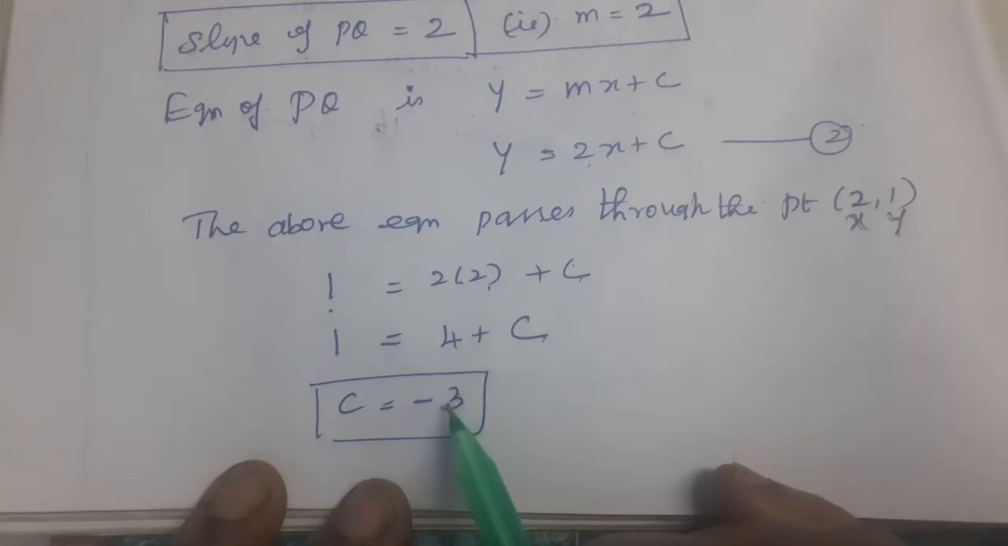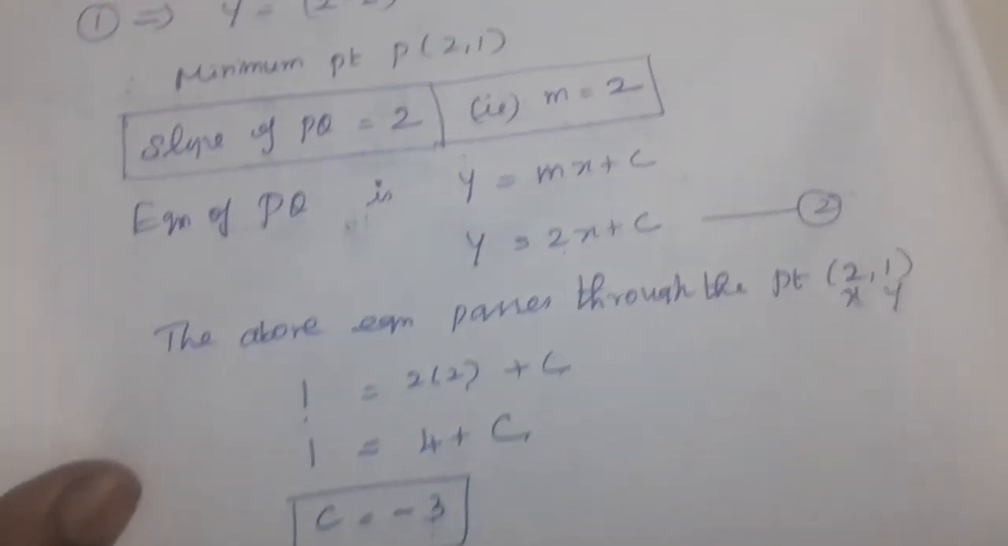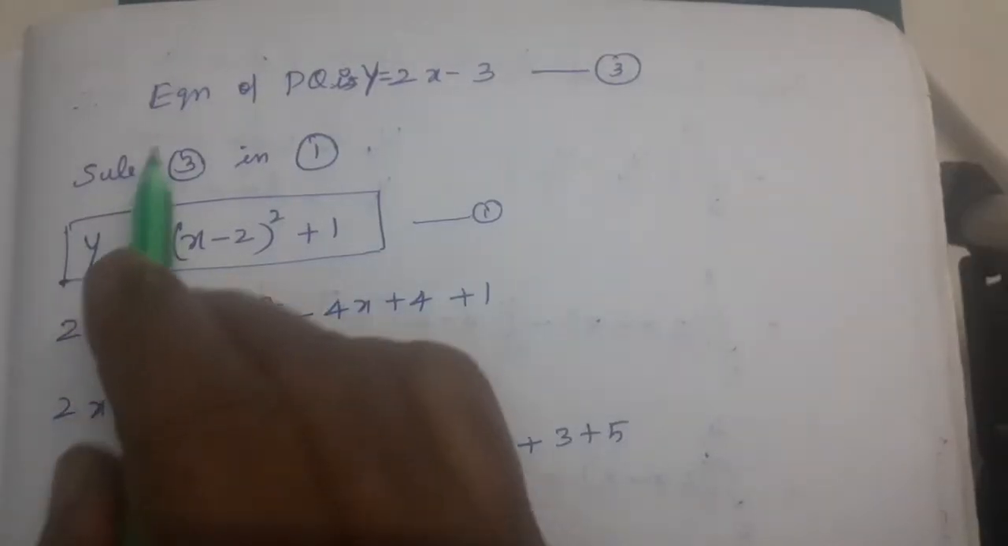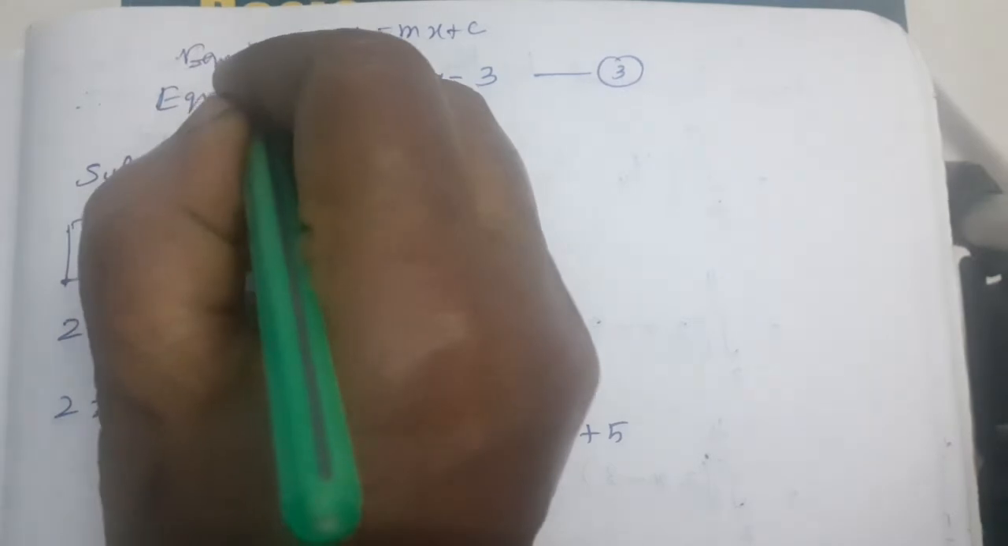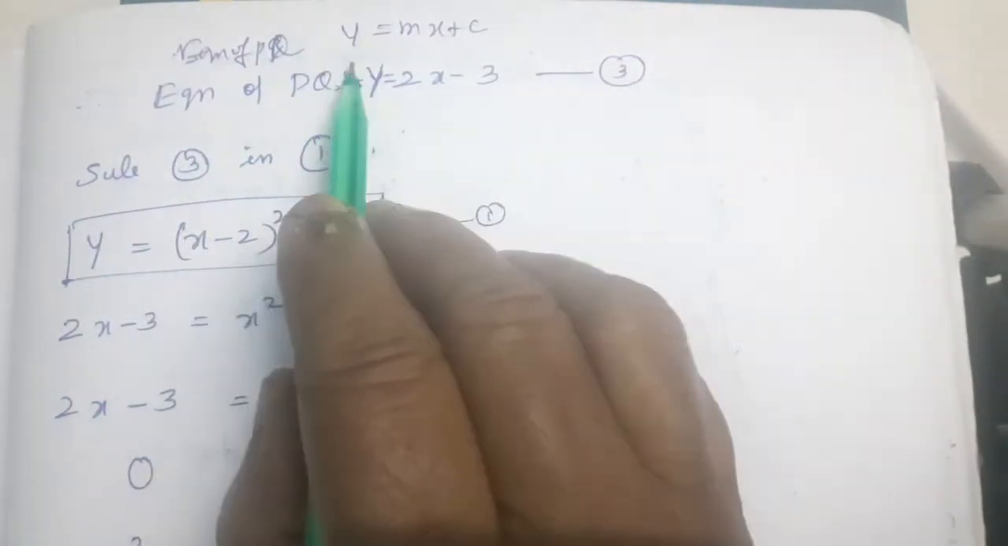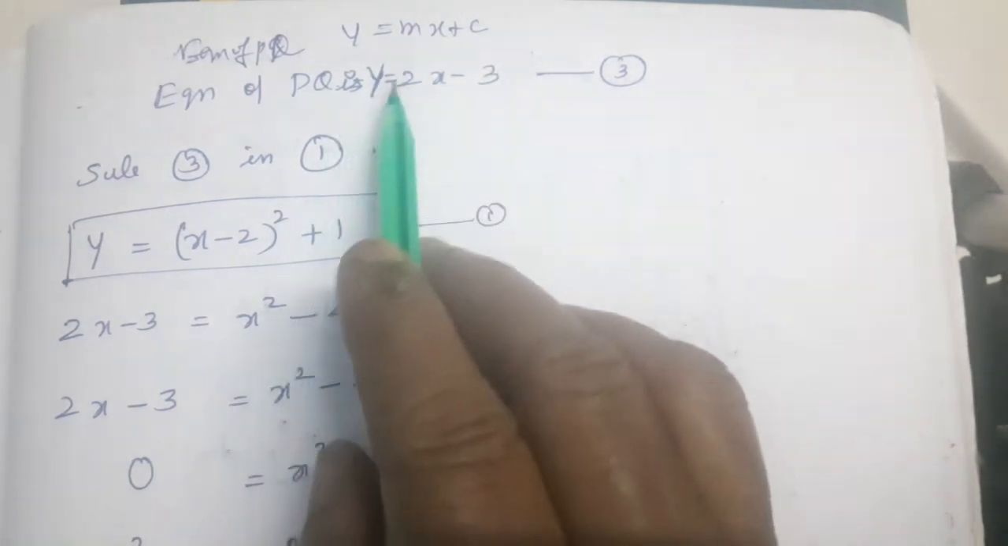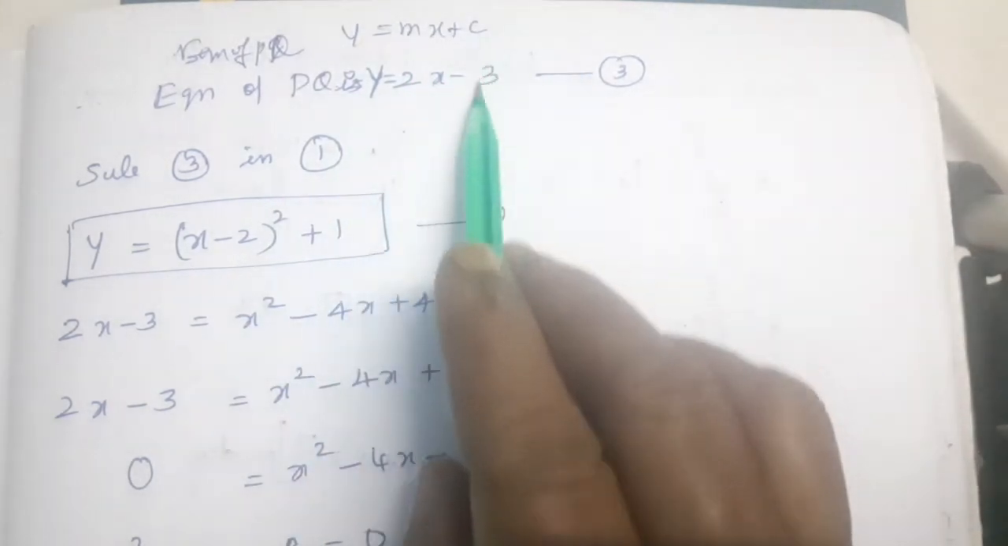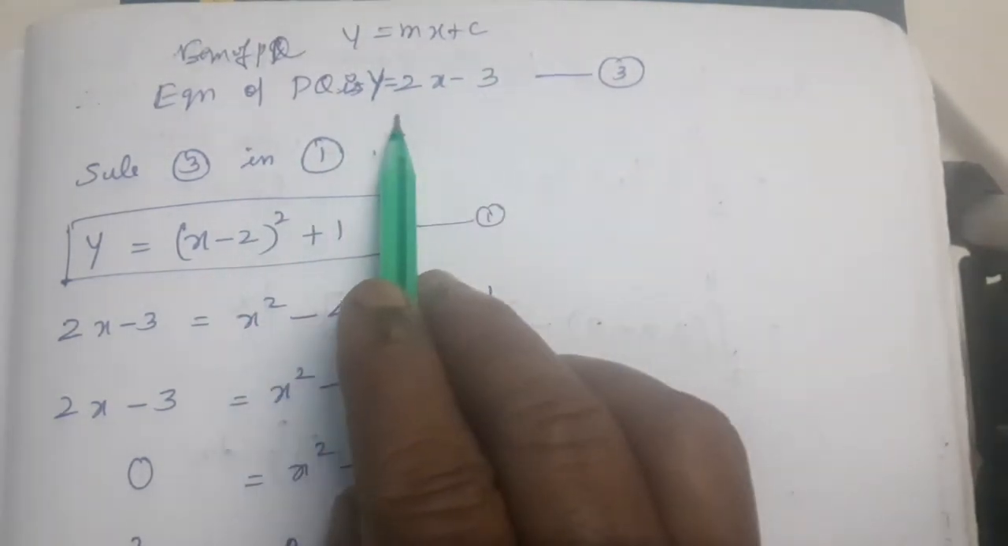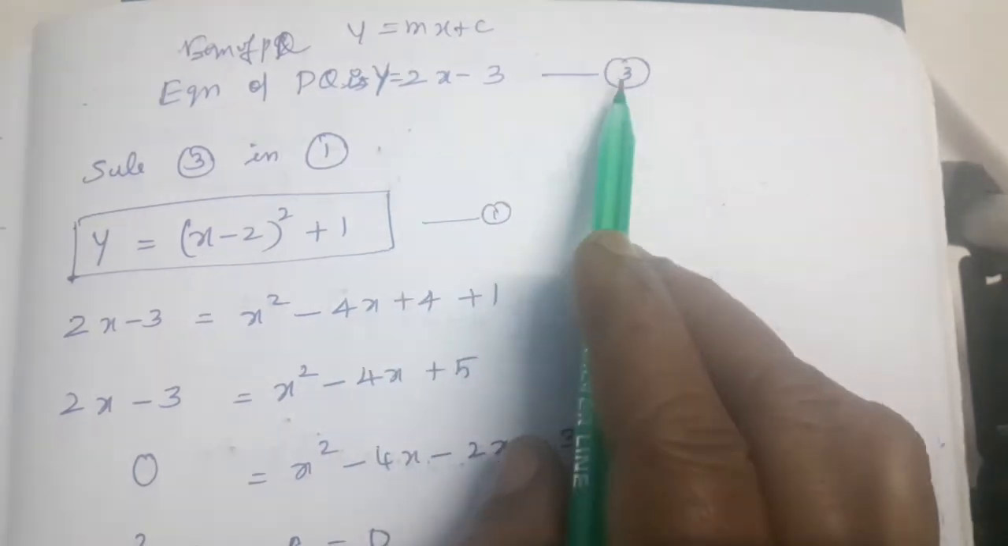So we get c, and the equation of the straight line. What is our equation of PQ? The equation of PQ is y equal to mx plus c. That is the equation of PQ. The straight line is y equal to mx plus c. Instead of m you substitute 2, instead of c substitute minus 3. Therefore y equal to 2x minus 3. This is equation 3.